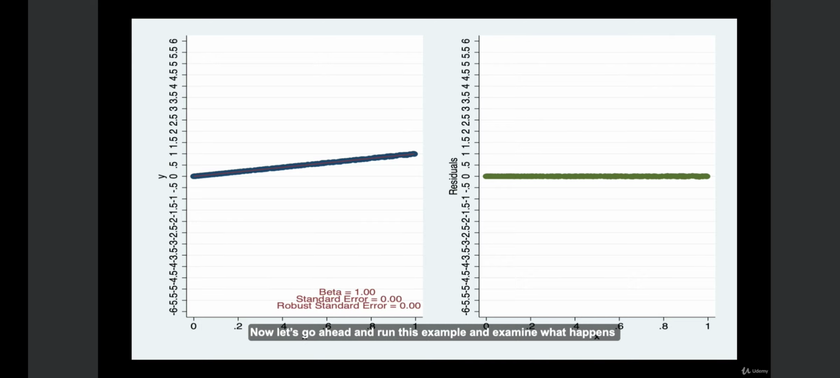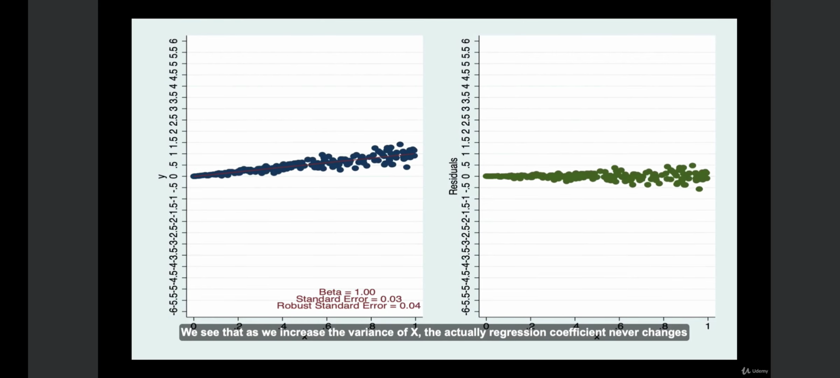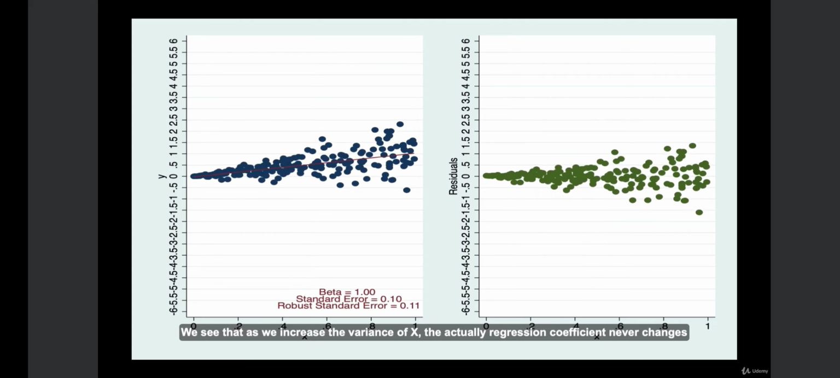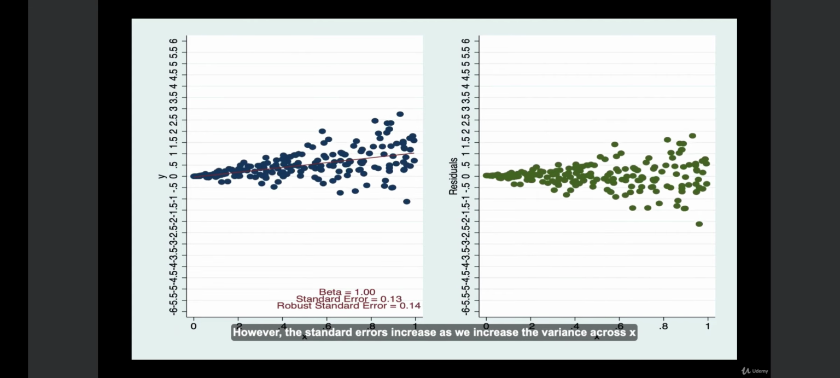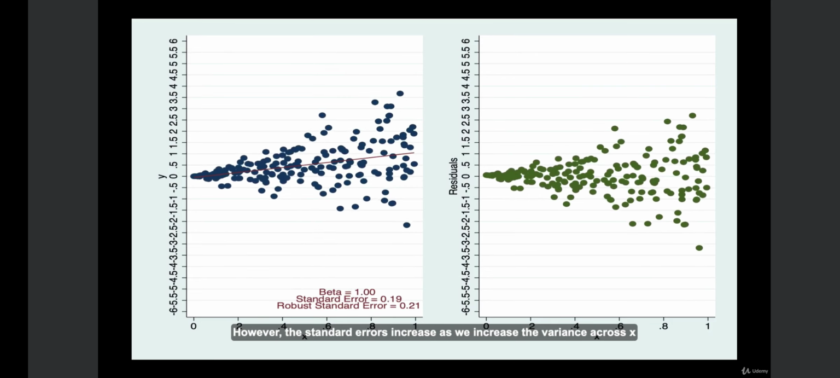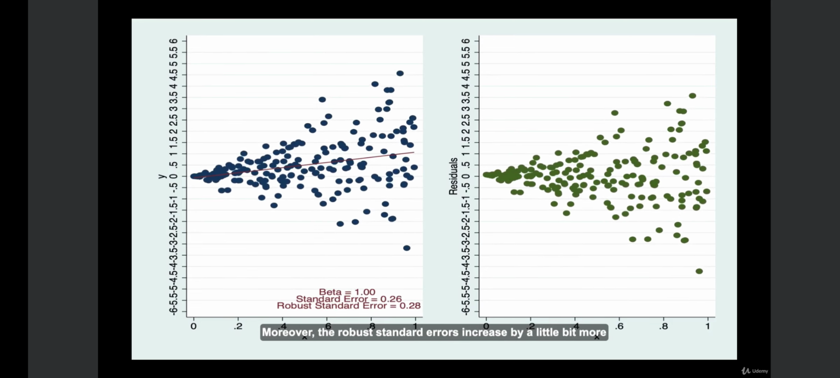Now let's go ahead and run this example and examine what happens when we introduce a changing variance across x. We see that as we increase the variance across x, the actual regression coefficient never changes. However, the standard errors increase as we increase the variance across x. Moreover, the robust standard errors increase by a little bit more.